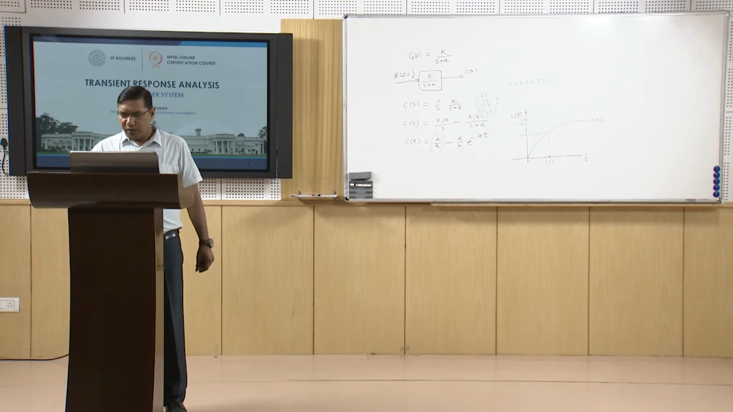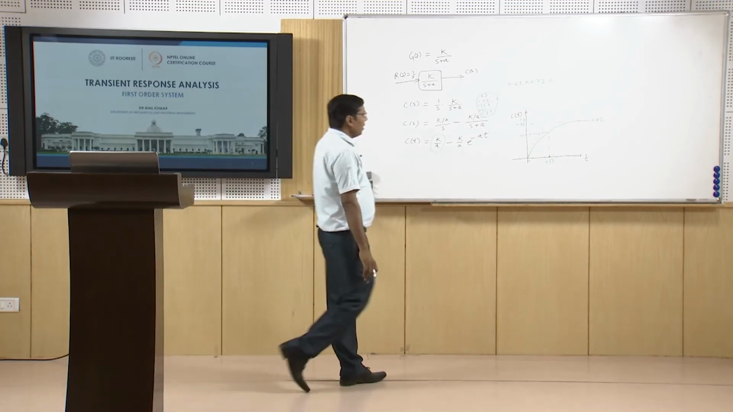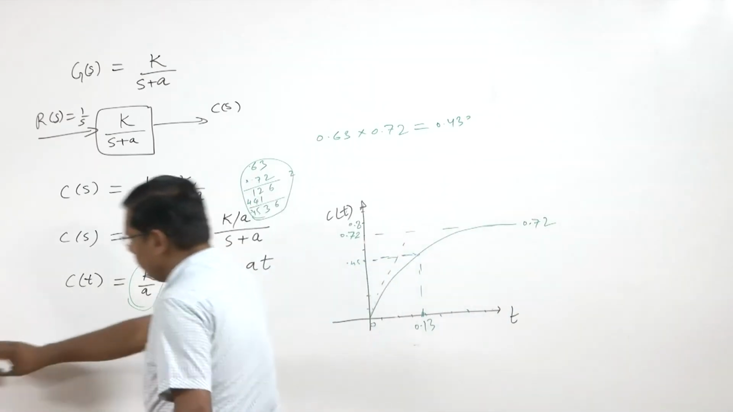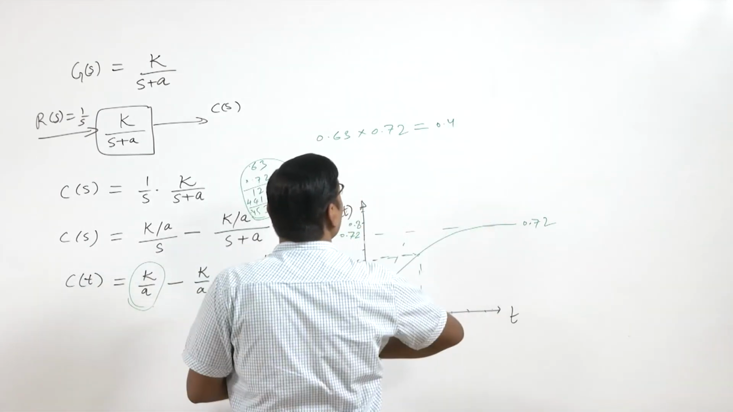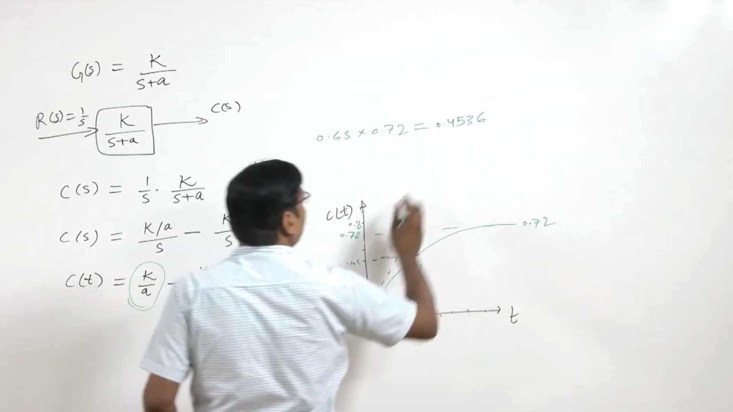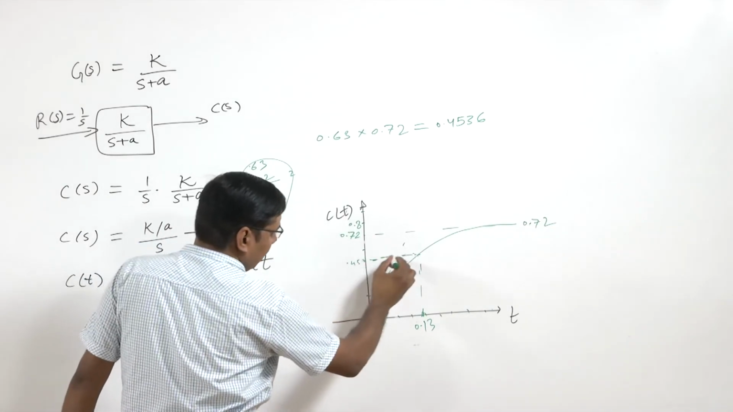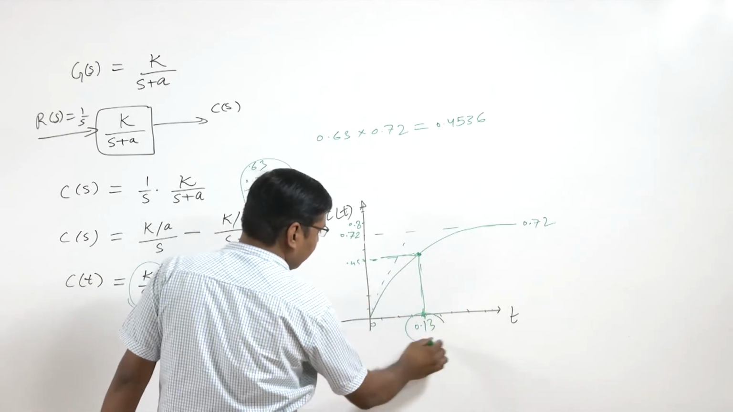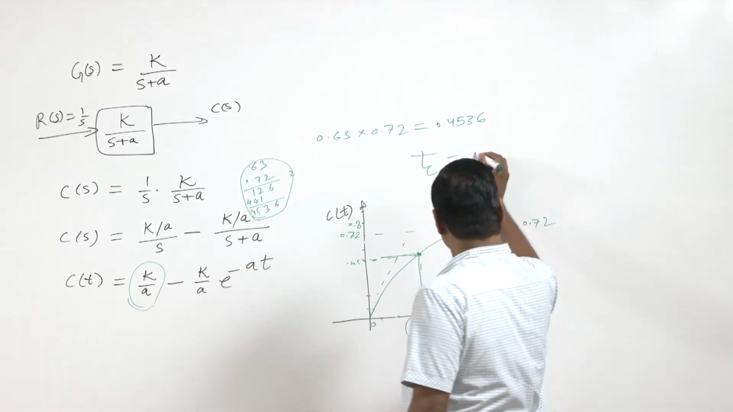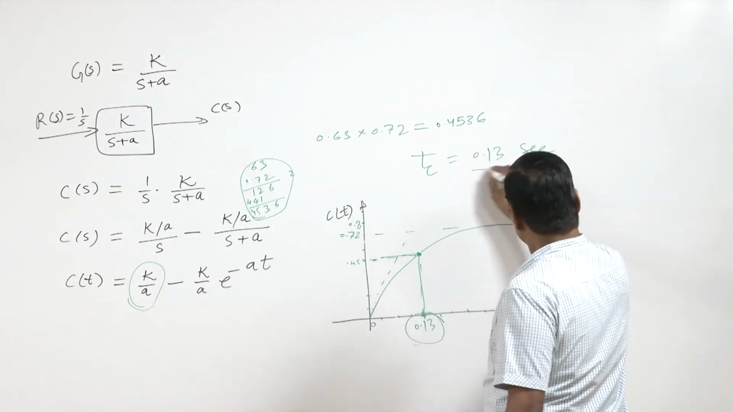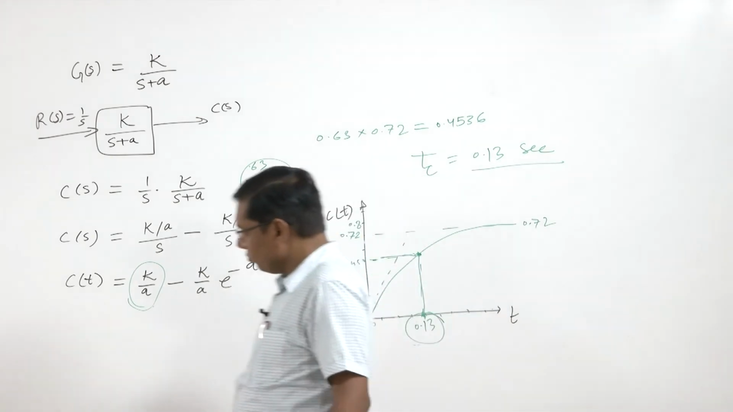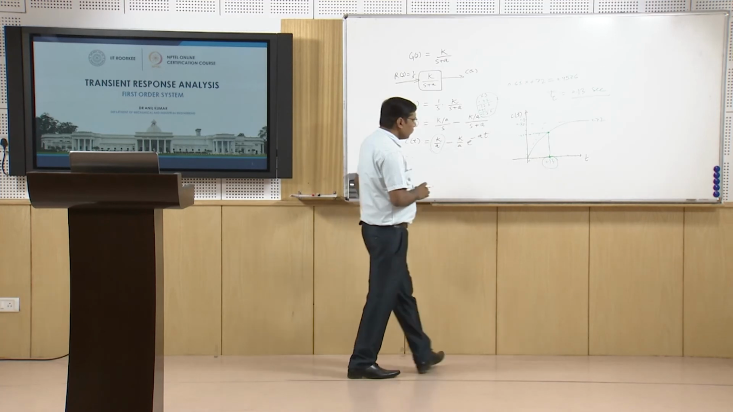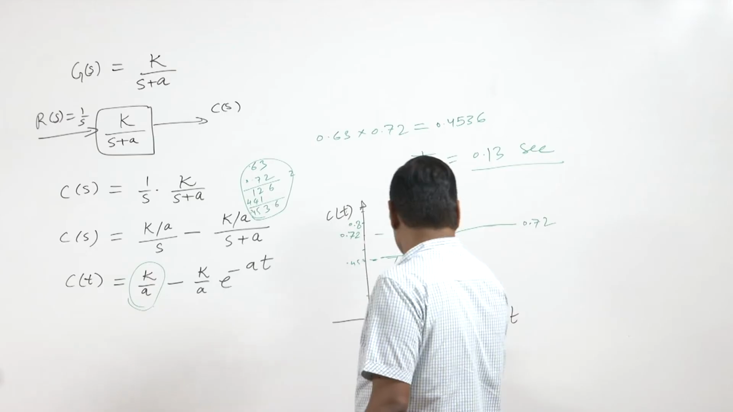will be of the final value. So from here we will take the time at which this value is reached for this response, and that is the time constant. So we get that Tc equal to 0.13 second, because this value we are getting. So this is a time constant.